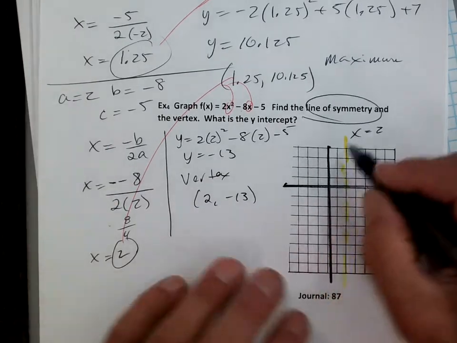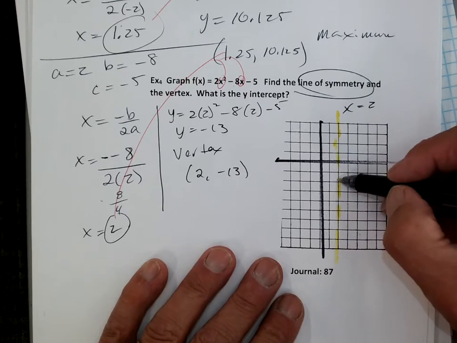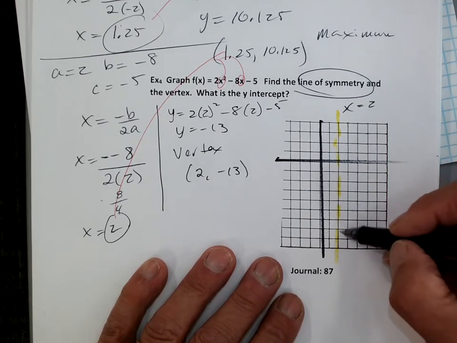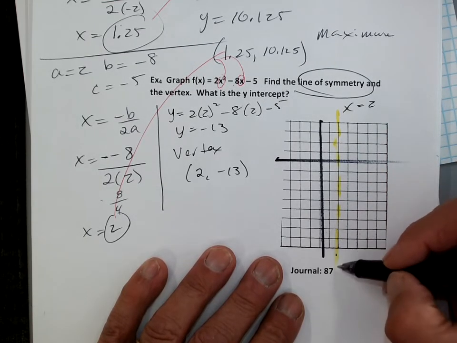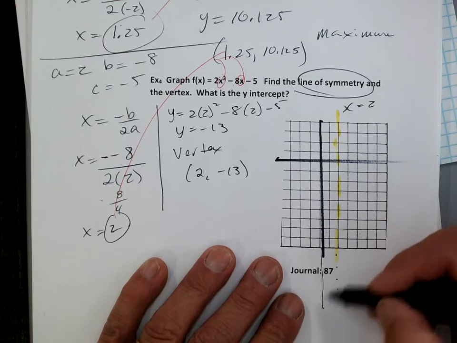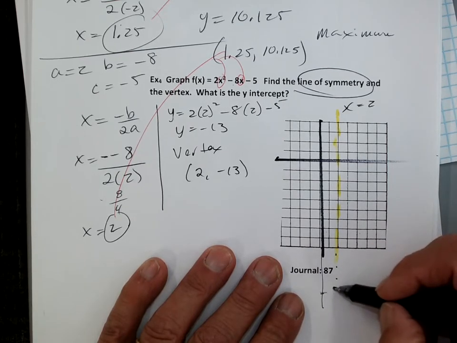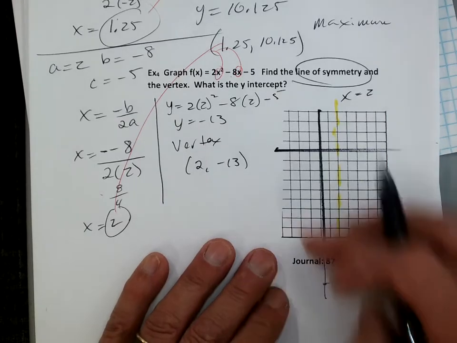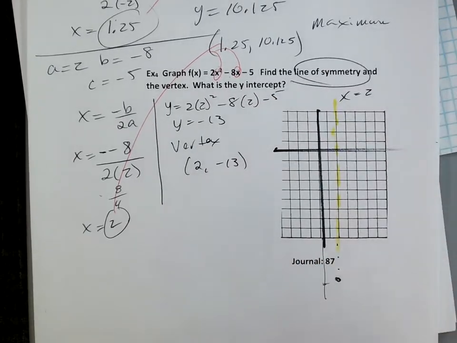Okay, let's see. Let's get 1, 2, 3, 4, 5, 6, 7, 8, 9, 10, 11, 12, 13. So I had to add some. So it's right there, okay? I had to make my graph longer. I should have graphed up here. Oh well, it's okay, it'll work.